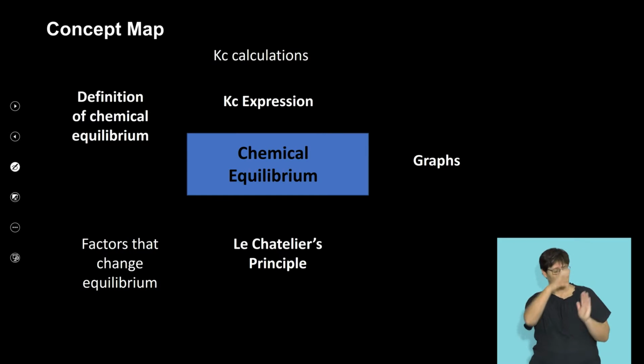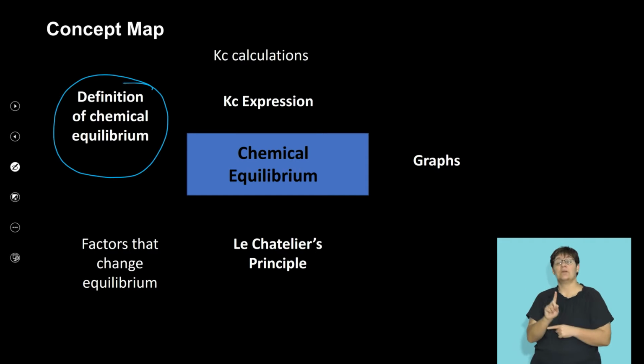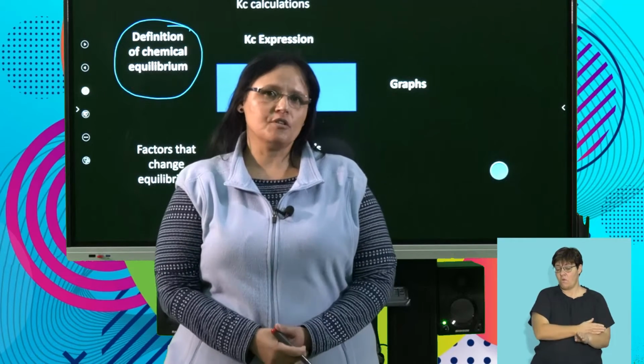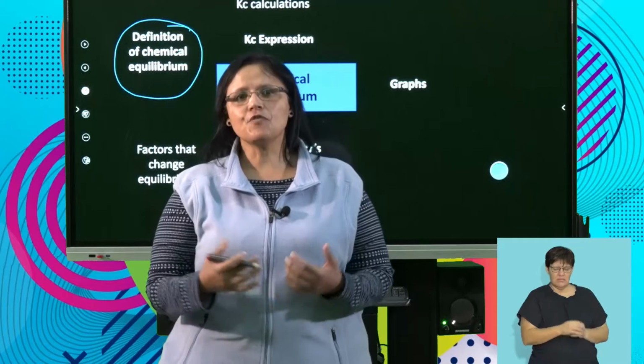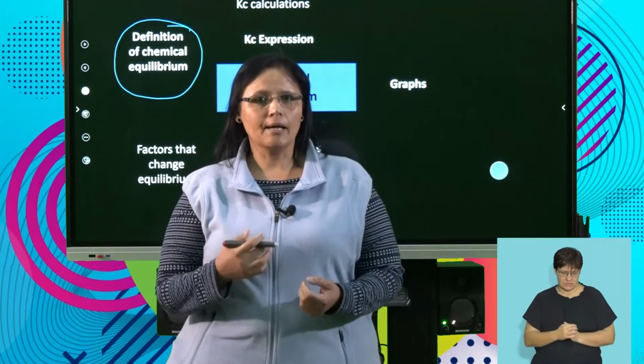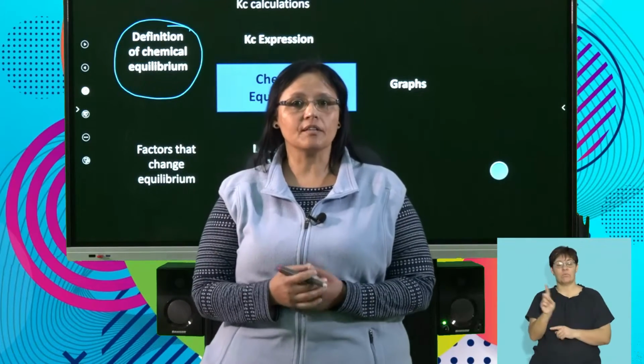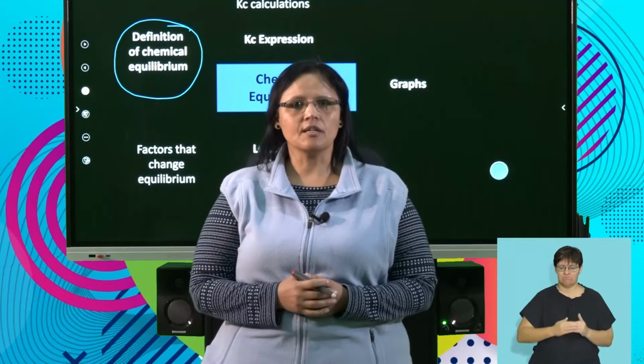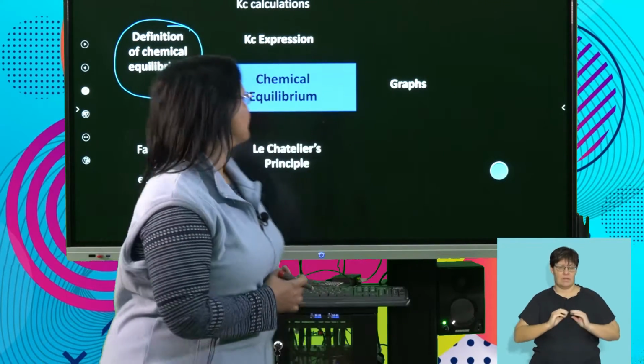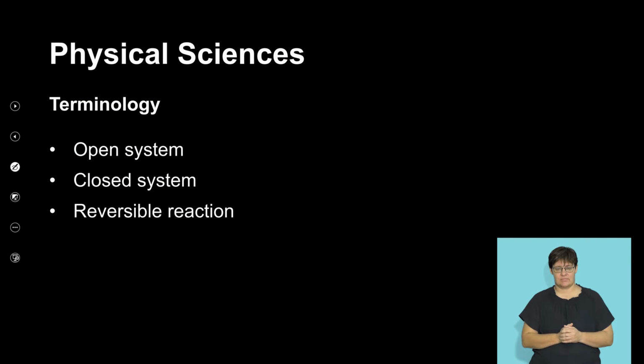If we look at the concept map of chemical equilibrium, I would like us to start off by trying to get to the definition of chemical equilibrium. Now, before we can get to the definition, there are a few other things that we need to look at. Just before we get there, I would like us to look at the terminology that I will use during the chemical equilibrium lesson. We will look at words like open system, closed system, and reversible reactions. So let's start off.